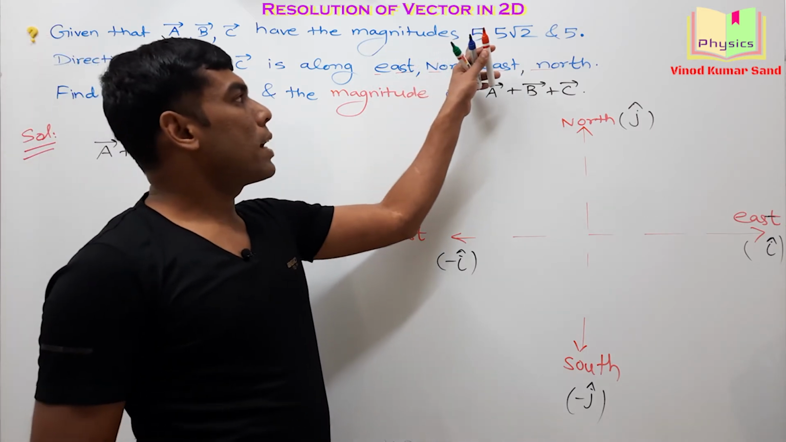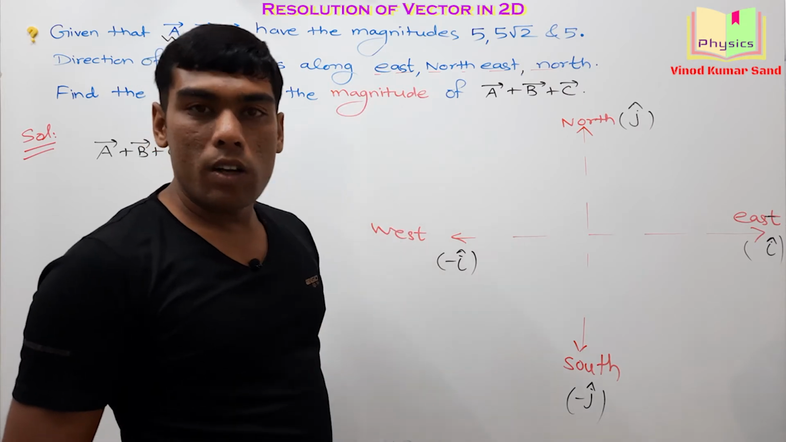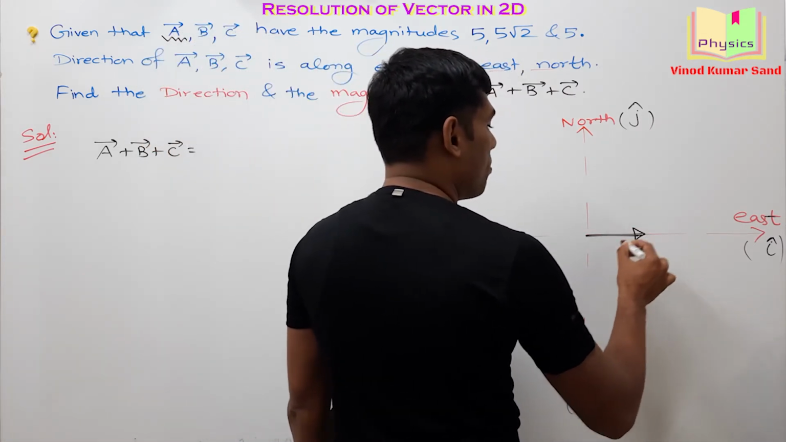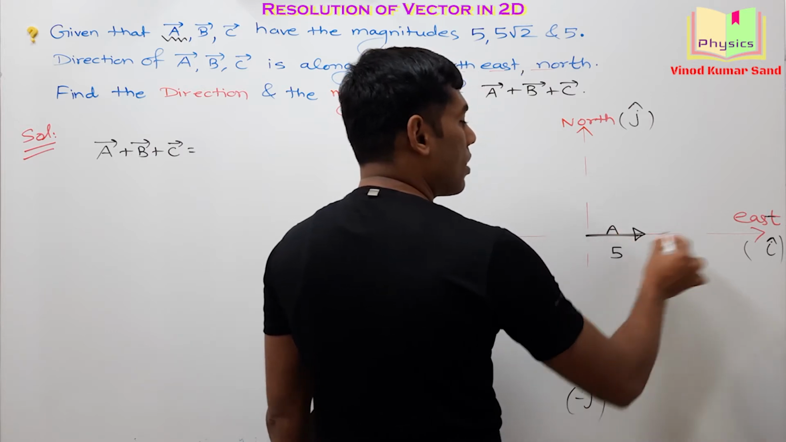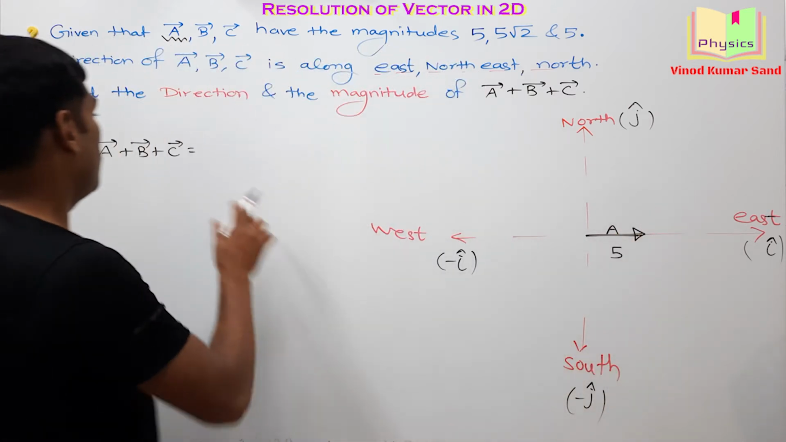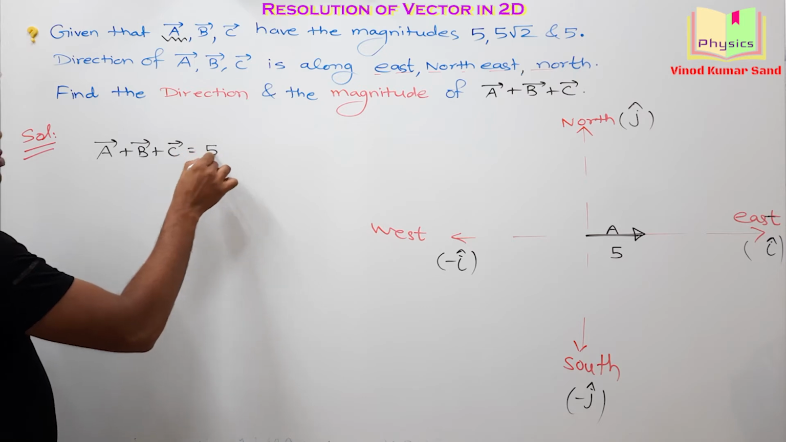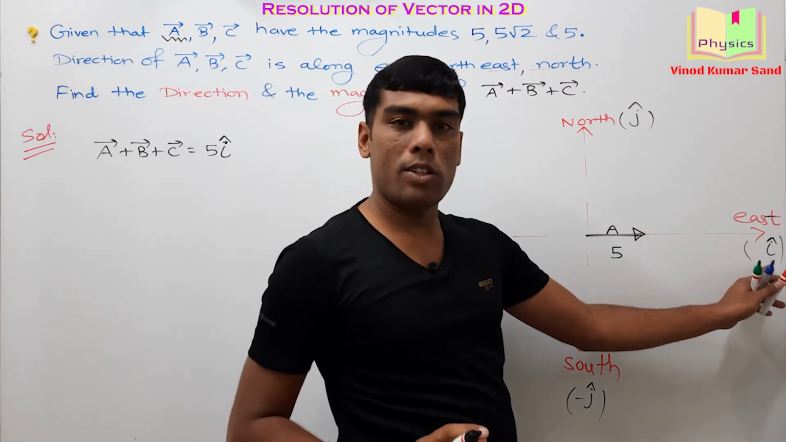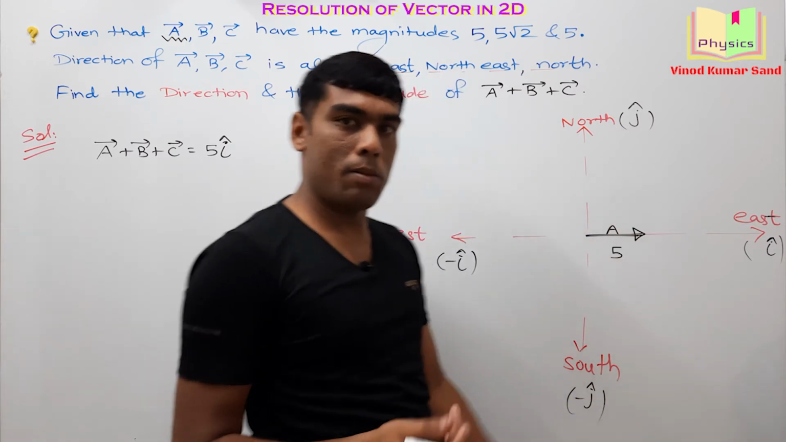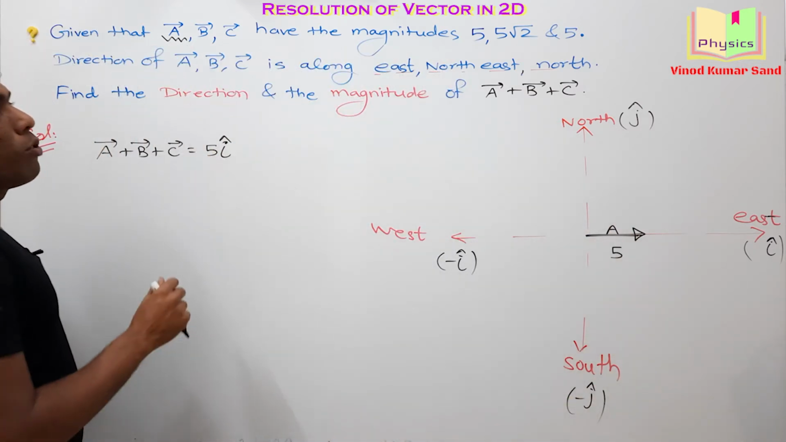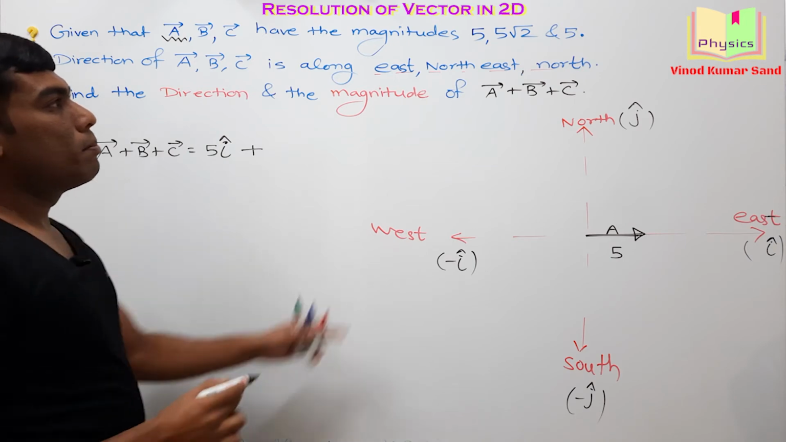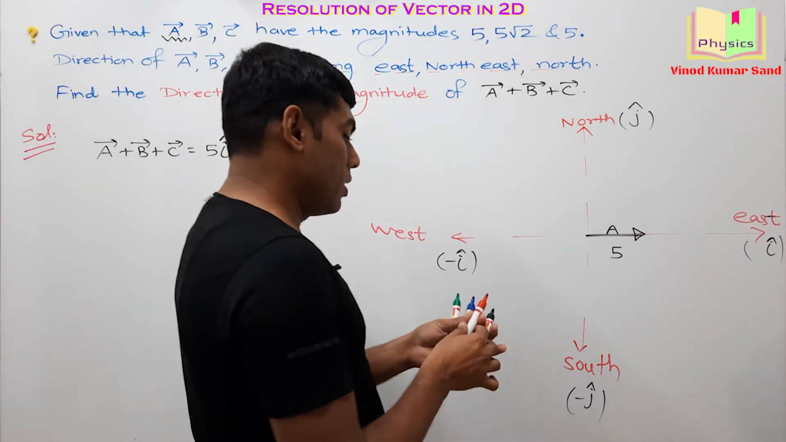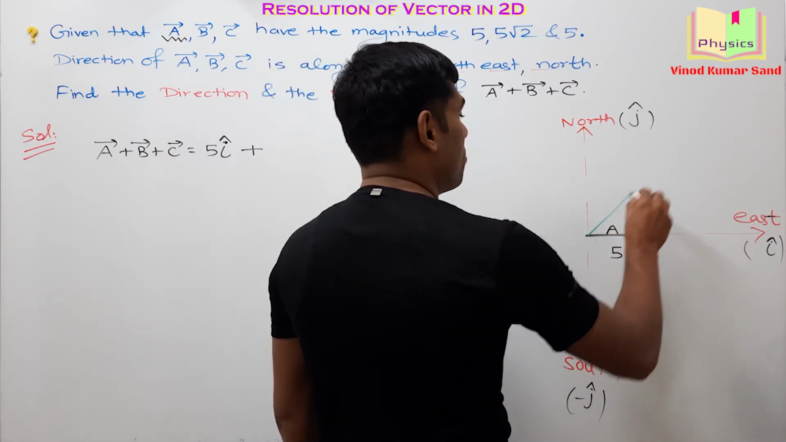A vector has the magnitude 5 and direction is along east. So can I represent A vector like this? Magnitude 5 and direction is along east. It means here we should write 5 i cap. Do you agree? Magnitude 5 and direction is along east means i cap is the unit vector. For B vector, the magnitude is 5 root 2 and direction is northeast. Let's say this is the B vector.